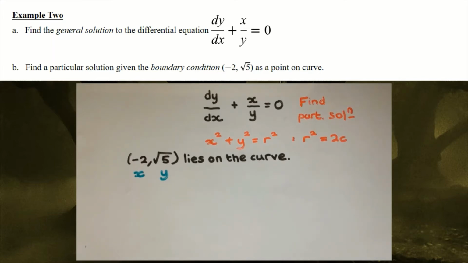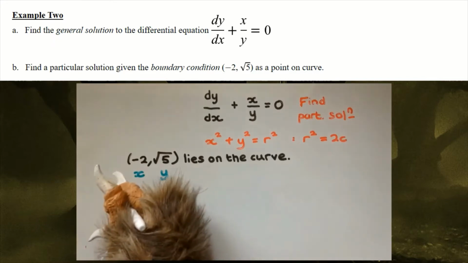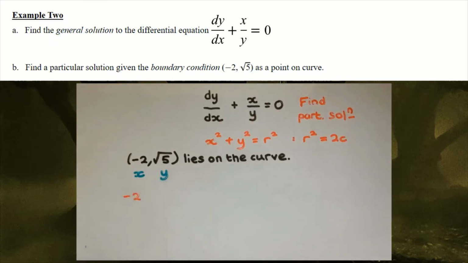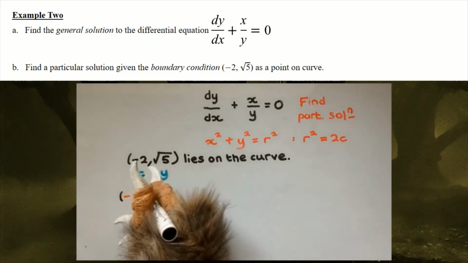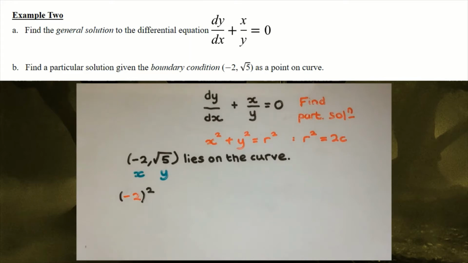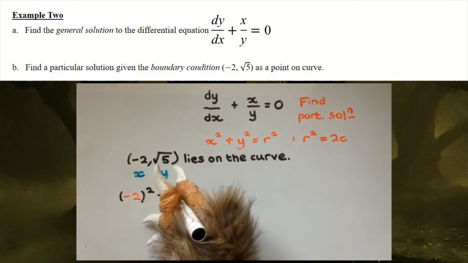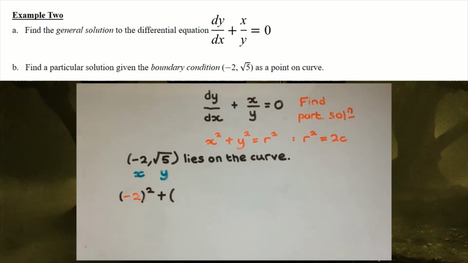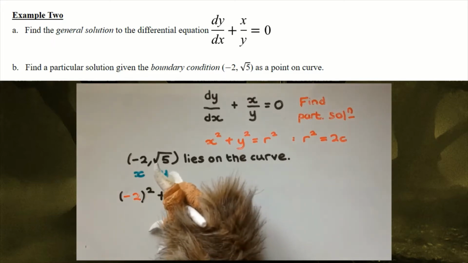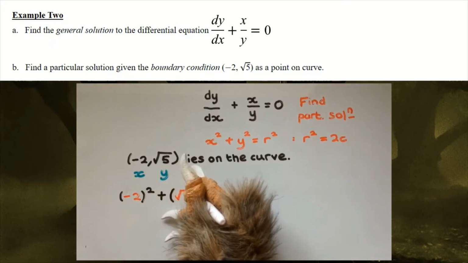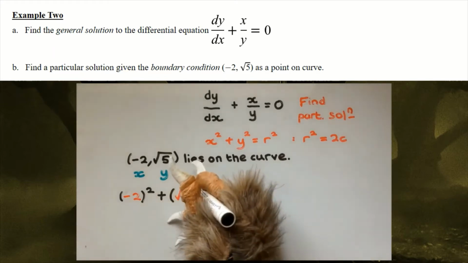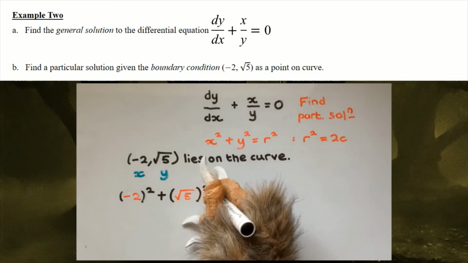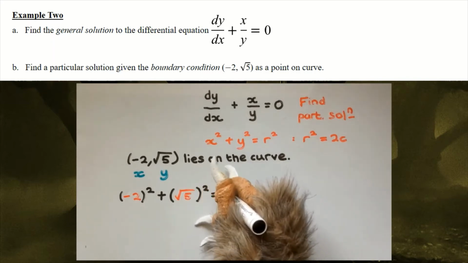So x squared, well, that's going to be -2 all squared. So -2, square that, like so. That's x squared plus y squared, so that's going to be plus root 5 all squared. Just being thorough here, guys. Root 5 all squared equals r squared.